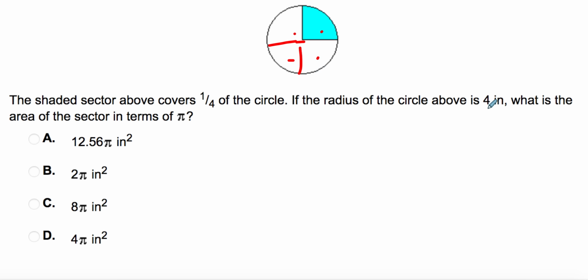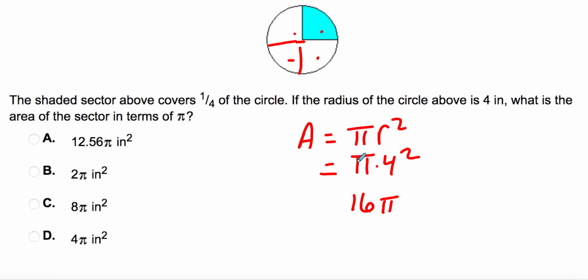So if the radius of the circle is 4, I know that area needs to be pi r squared. So that would give me pi times 4 squared, which is 16 pi. So the area of this whole thing is 16 pi. For those of you who don't want to solve it in terms of pi, you could take 16 times 3.14 and you would get an answer of 50.24. These are the same thing.